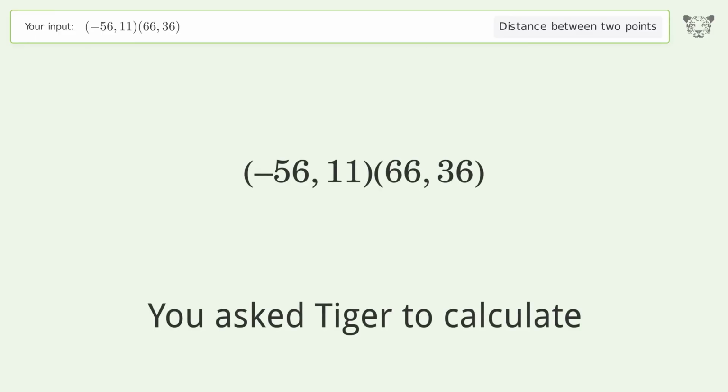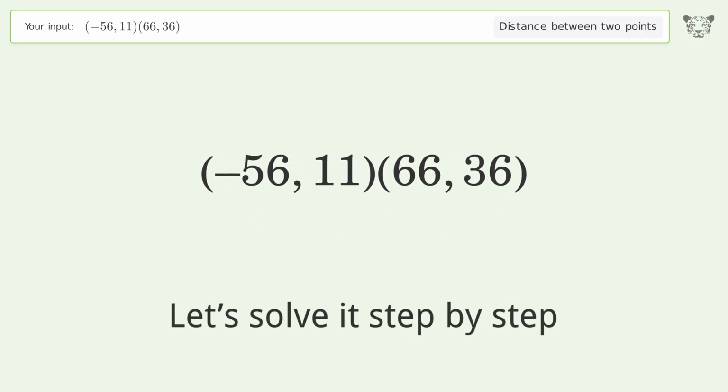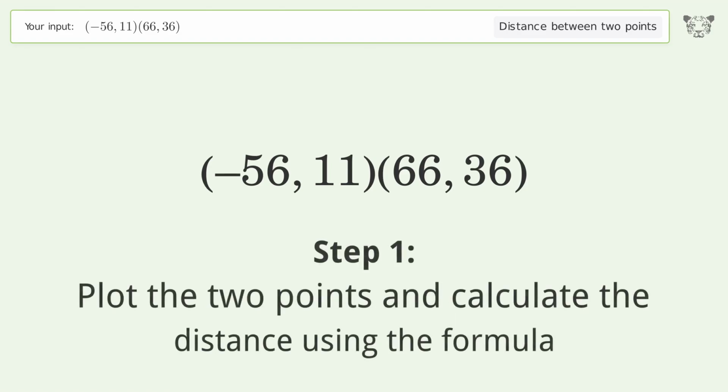You ask Tiger to calculate. This deals with the distance between 2 points. The distance between the 2 points is the square root of 15,509, or 124.535. Let's solve it step by step. Plot the 2 points and calculate the distance using the formula.